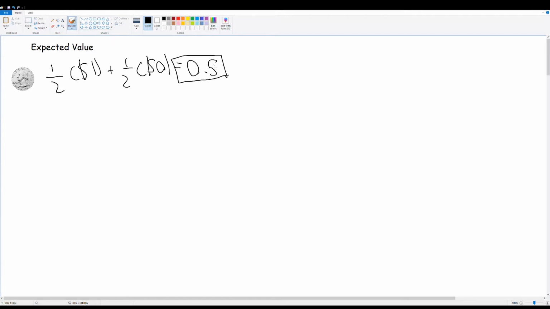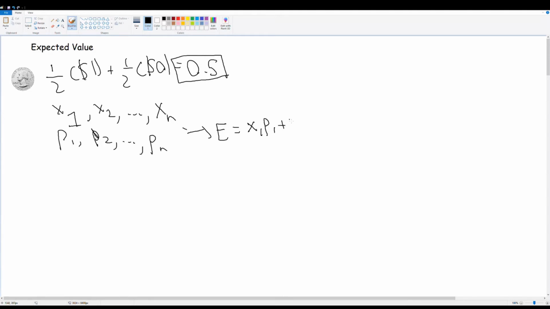So we can extend this example to get the general definition for expected value. Suppose we have an event with n outcomes. Let's just call them x1, x2, all the way to xn, with probabilities of p1, p2, all the way to pn. So the expected value would be to just multiply the value of each event by the probability it occurs and add them up.